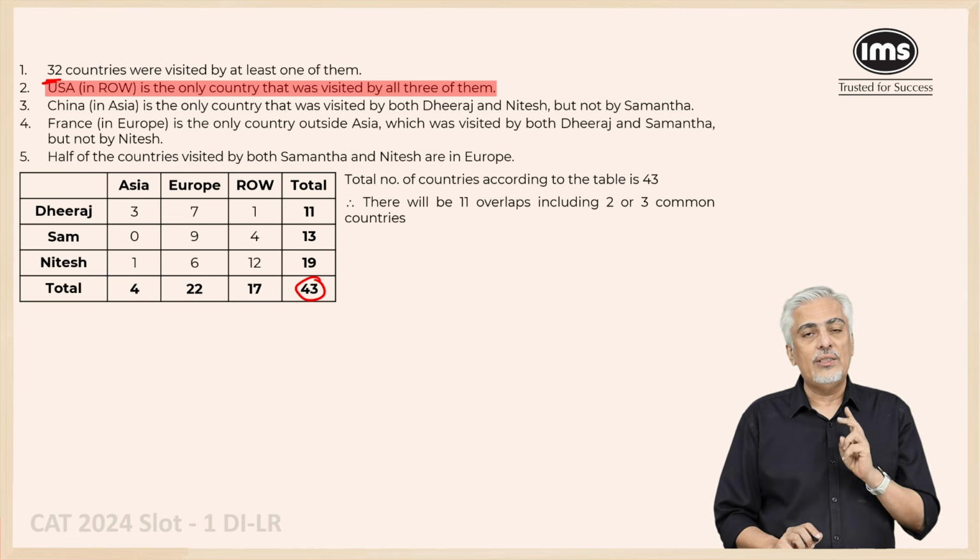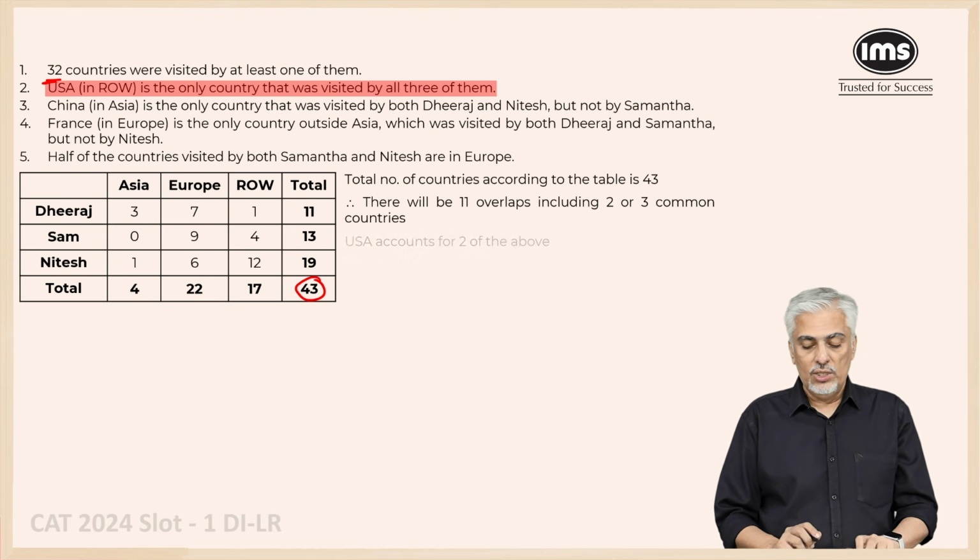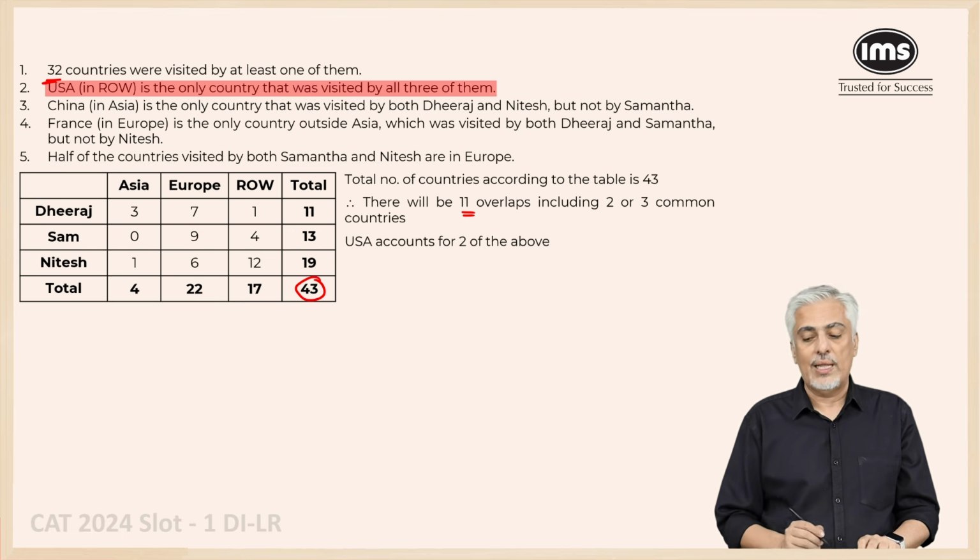So from 43, if I subtract 2, or from that 11 which I want to make up, I know that 2 is being made up by USA only because USA has been counted 2 times extra. So USA accounts for 2 of the above. When I say above, it means these 11 overlaps. So USA accounts for 2 of them.